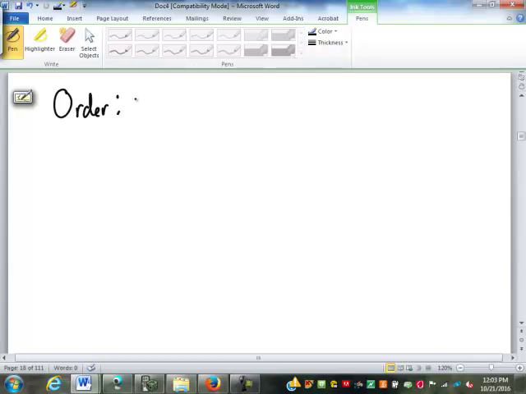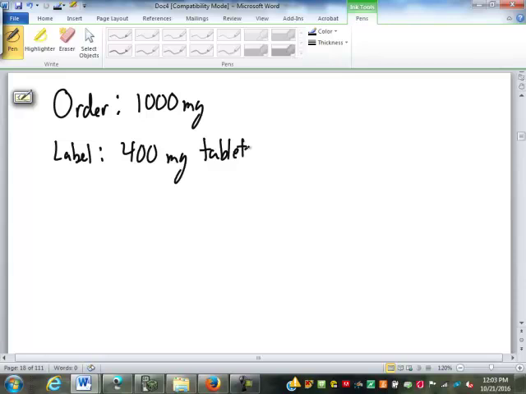So if we are ordered to administer 1,000 milligrams, our label says 400 milligram tablets. In your notes, use the proportion method to figure out what we're going to administer to the patient, quick.